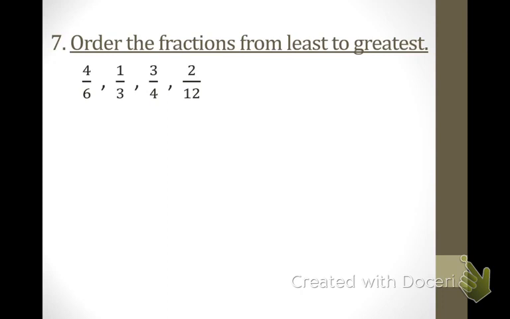This is asking us to order the fractions from least to greatest. We are going to do very similarly to what we just did. Before we only had 2 fractions we were comparing. Now we've got 4. So what do I have to do before I do anything else? Find the common denominator. So let's look at what the biggest denominator is there. Which one's the biggest? 12.